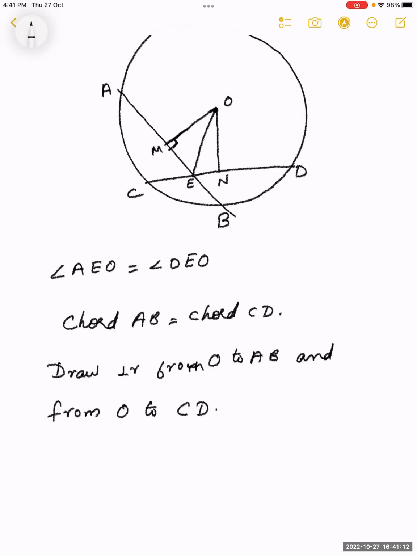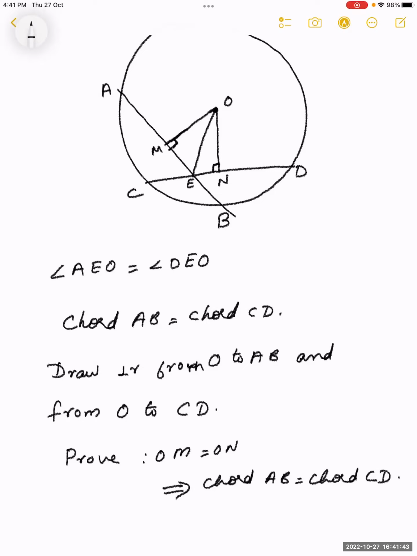Fine. So what is it that you have to prove? Prove OM equal to ON. This implies chord AB is equal to chord CD. Understood? So how will we prove OM and ON are equal? We have to use congruence. Which are the triangles we have to consider for congruence? Can anyone help me with that?